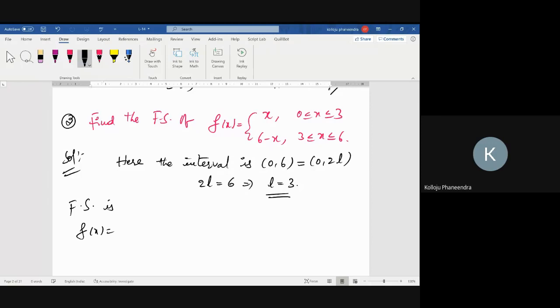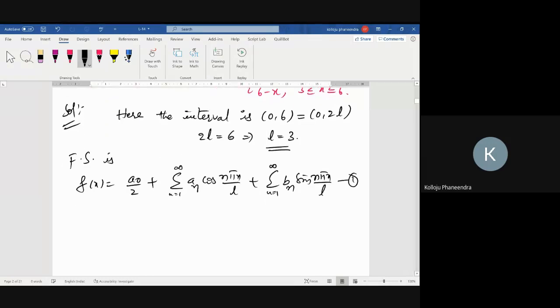So directly the Fourier series is f of x equal to a naught by 2 plus summation an cosine n pi x by L plus summation bn sine n pi x by L. This is equation 1. N is 1 to infinity. Now one by one coefficient.